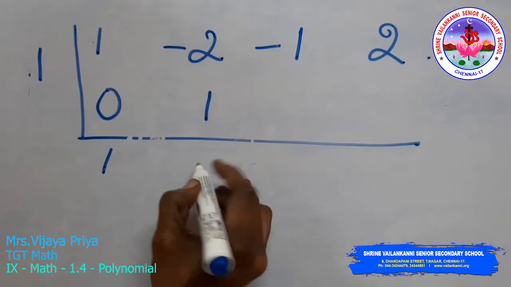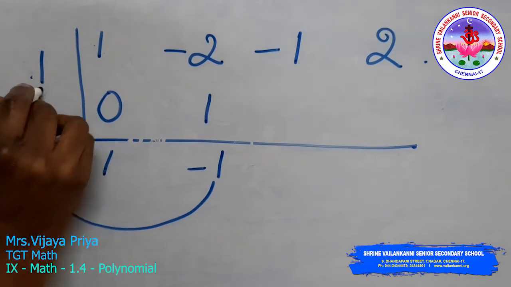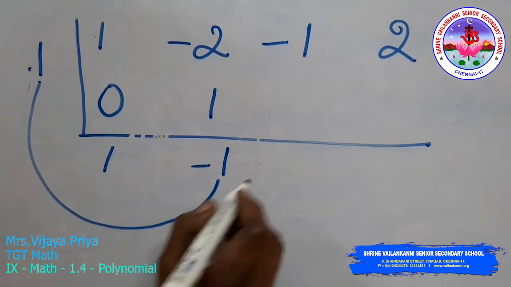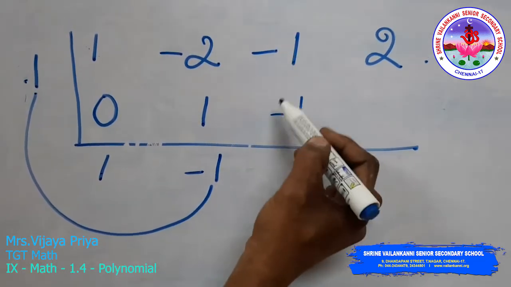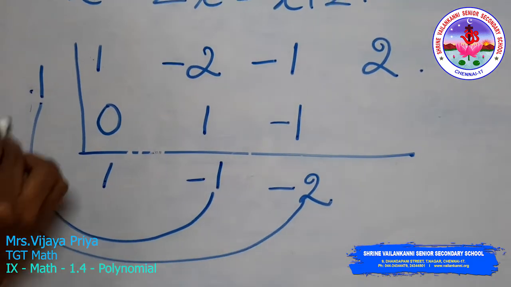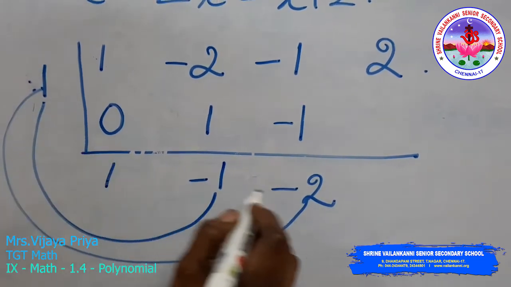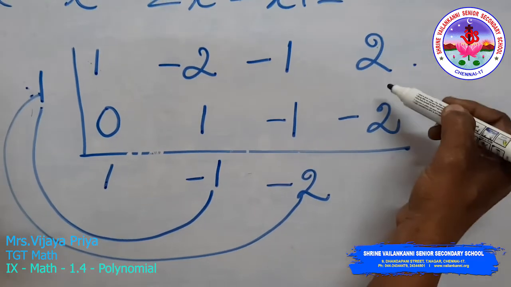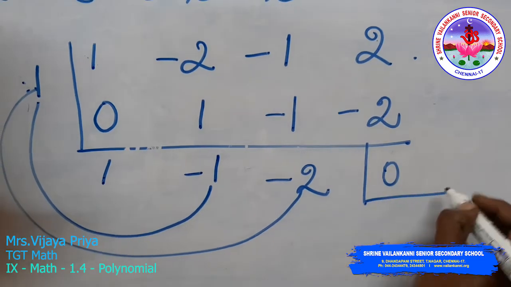Minus 2 plus 1 becomes minus 1. Now I am going to multiply minus 1 into 1, which becomes minus 1. I am going to write this for the third case. Now adding minus 1 and minus 1 becomes minus 2. Now I am multiplying minus 2 into 1. It becomes minus 2. I am going to put this for the fourth case. Now I got 2 minus 2, where my remainder is 0.